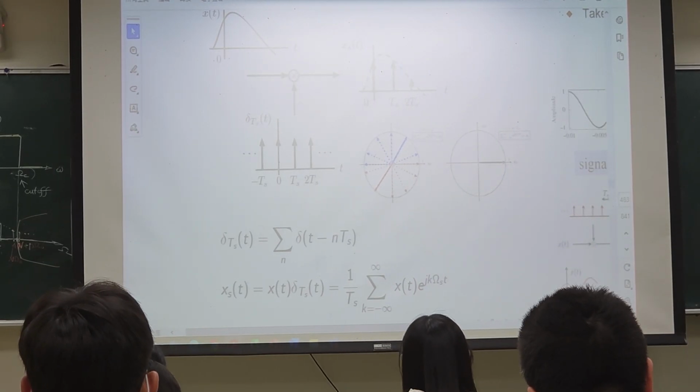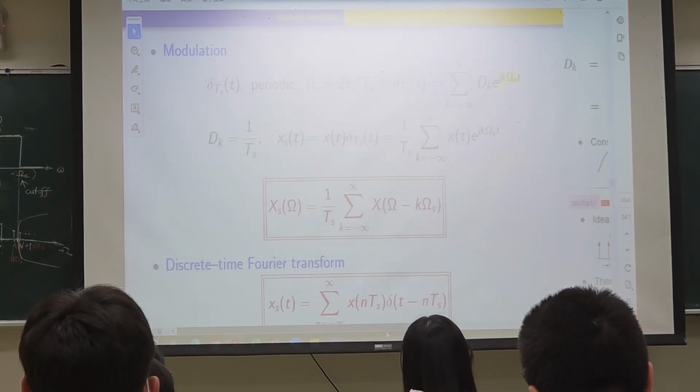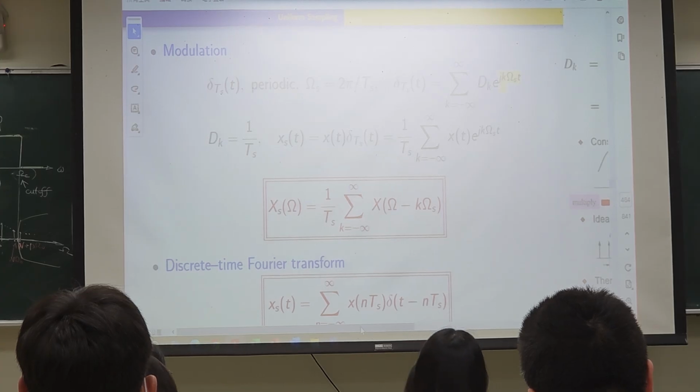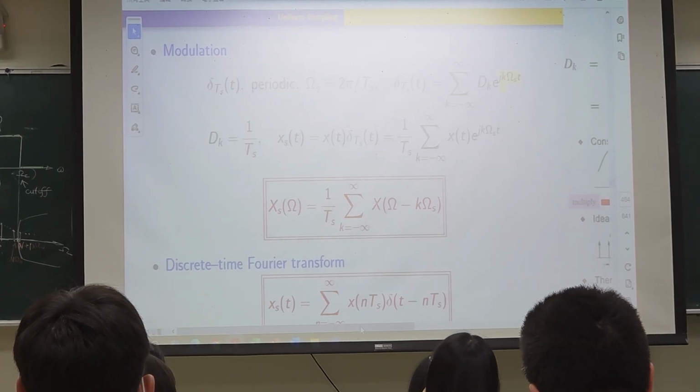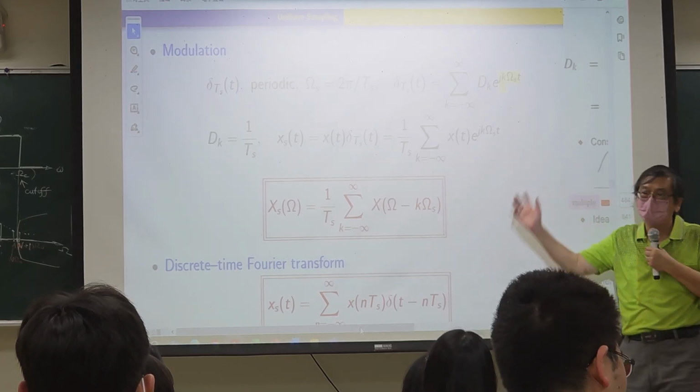And then in the next page, I will show you the reason. Okay, actually that's the inner product of the function with the complex exponential. Okay, let's take a 10 minute break and then come back. Okay?